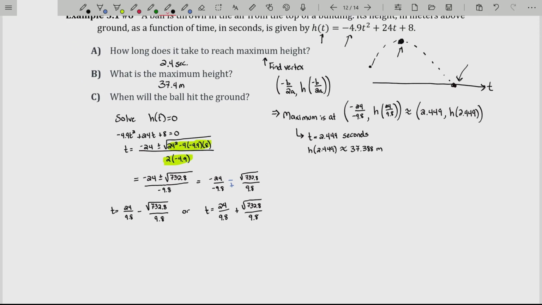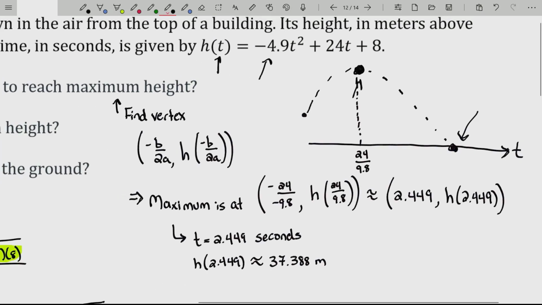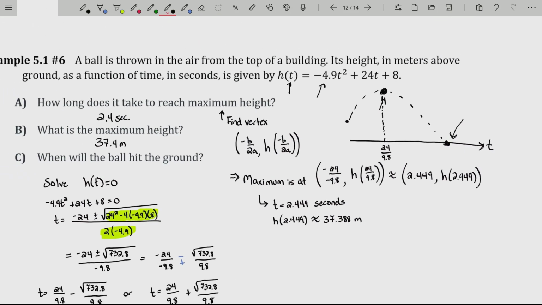Now think about that. Just think about that logically, because that's what you're going to have to do in calculus. You're going to have to think in terms of logic. So you want to get your brain ready for that. Here is our vertex. It's actually at 24 over 9.8, whatever that value was. Oh, it's 2.449. Okay. So it's at that value.